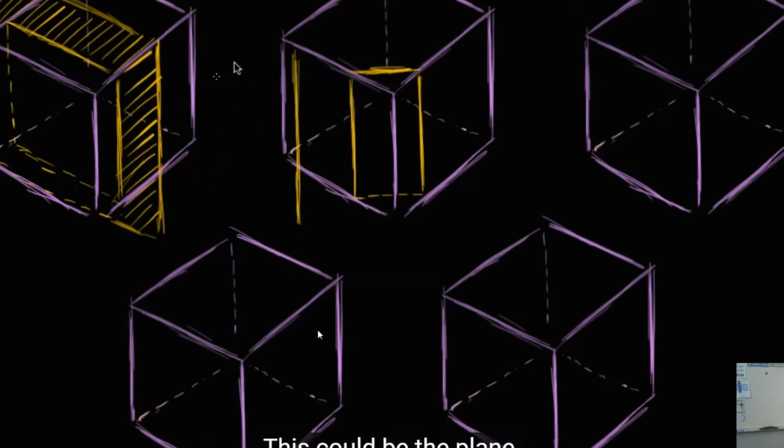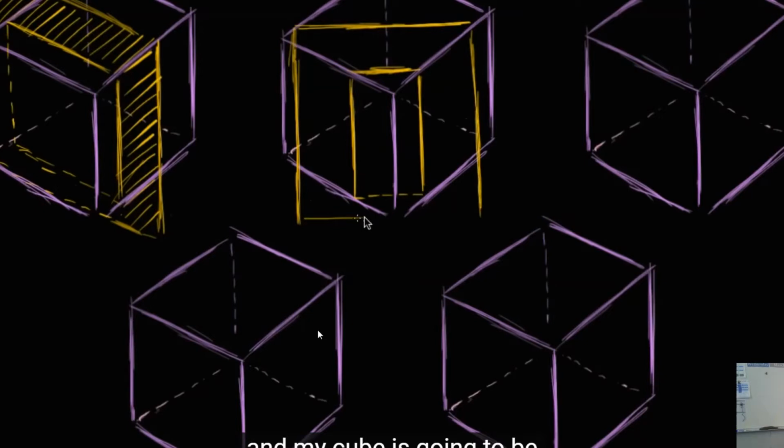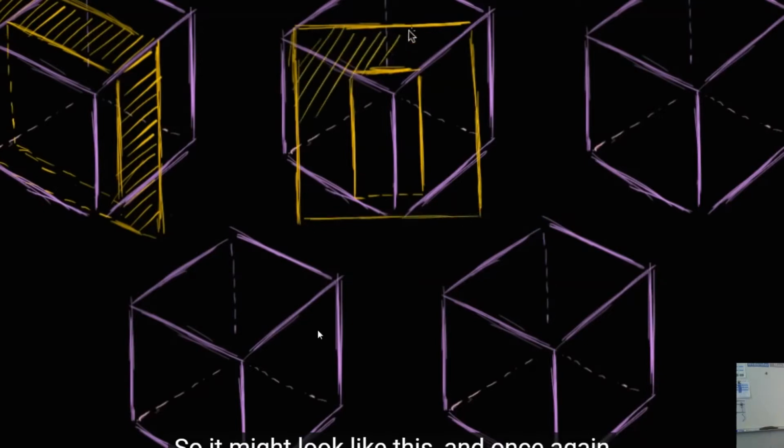then the intersection of the plane that you're cutting with, let's see, this could be the plane that I'm actually cutting with. So the intersection of the plane that I'm cutting with and my cube is going to be a rectangle. So it might look like this, and once again, let me shade in the stuff.